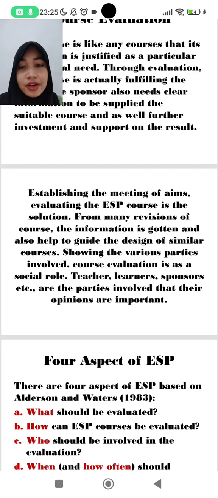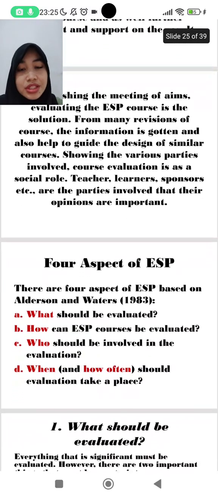From many revisions of a course, the information is gained, and also how to guide the design of similar courses. Showing the various parties involved, course evaluation is a social role. Teachers, learners, sponsors, etc. are the parties involved whose opinions are important.